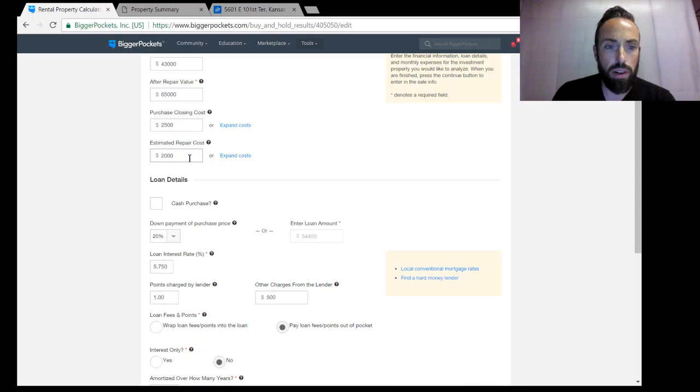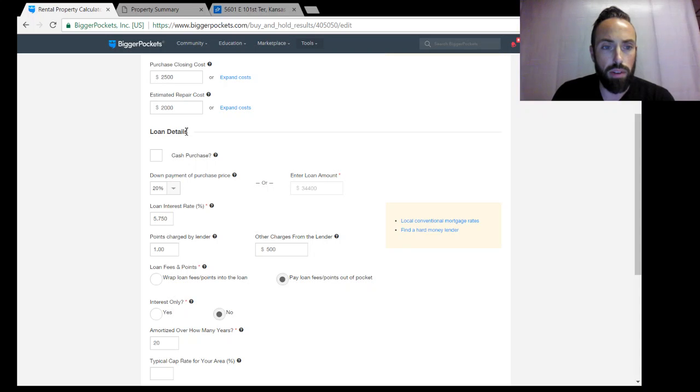Estimated repair cost. This property was pretty much ready to go. It actually had a tenant in place when we bought it, and it was rented for $800 a month. That's a little below what the market rent should be, but we're going to keep the tenant in because they seem to be a good tenant. We had some tile work to do in the kitchen and a couple small miscellaneous repairs, so I just plugged $2,000 in here. This isn't a really big fixer-upper.